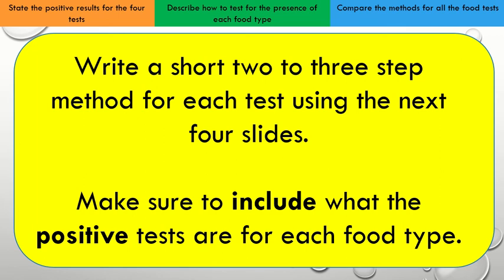So maybe just a couple of bullet points for each one. Make sure you write the name of each food test, and then make sure you include what that positive test would look like.